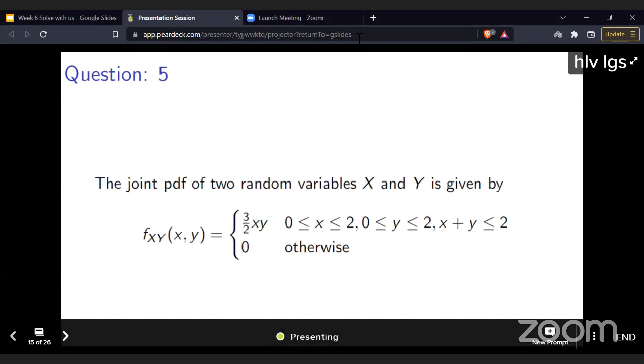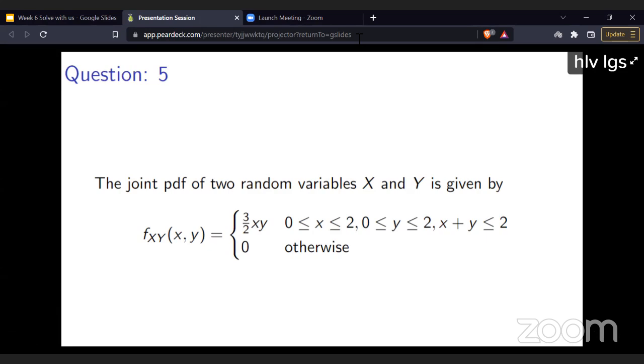Ma'am, how many more questions are we solving, ma'am? Sorry? How many more questions are you solving? So there are 2 more. This is the 5th problem. You have 1 more problem. Okay, thank you. I think it will take another half an hour.